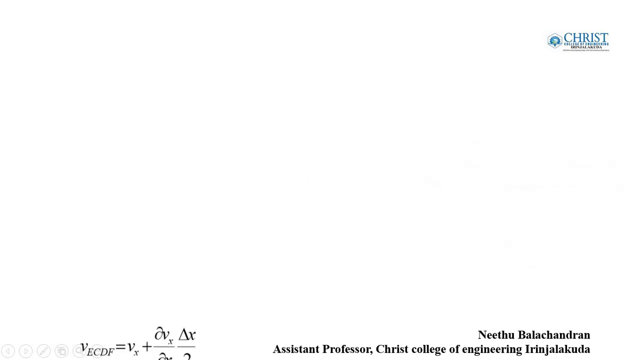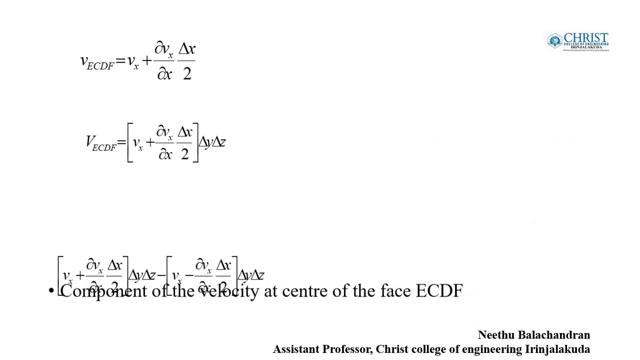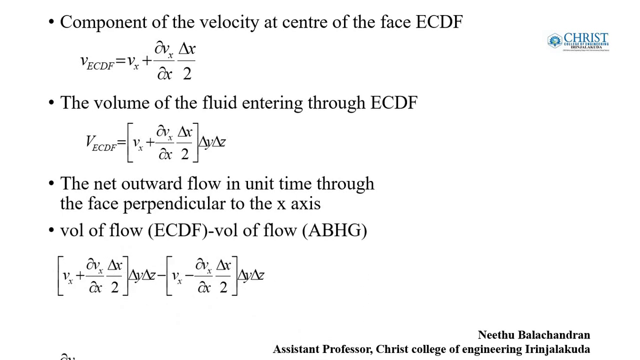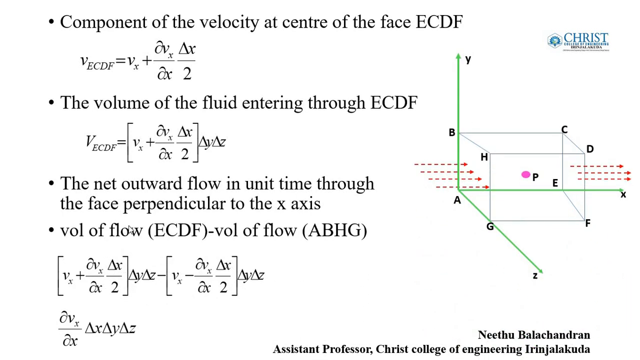Similarly, consider the component of the velocity along this face ECDF, where the fluid is flowing out. So the component of the velocity will be Vx plus ∂Vx/∂x into Δx/2. Since the fluid is flowing out, the sign is positive. Then the volume will be the velocity into Δy into Δz.